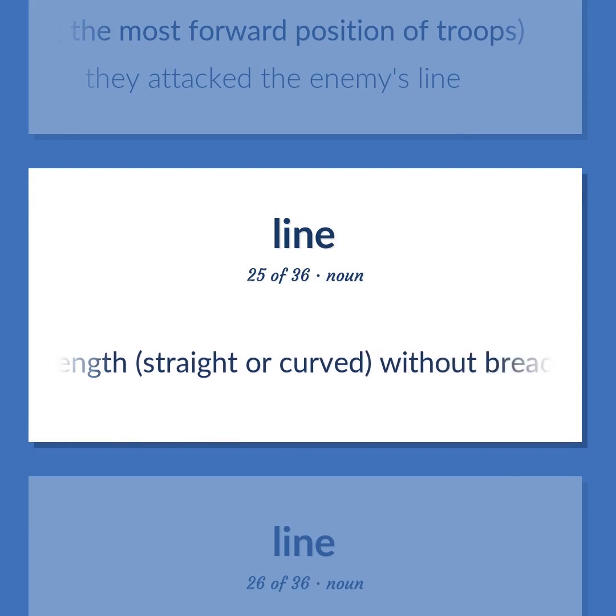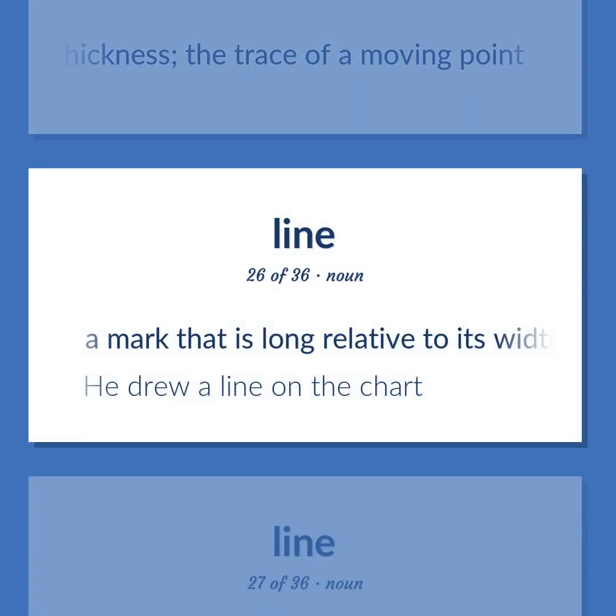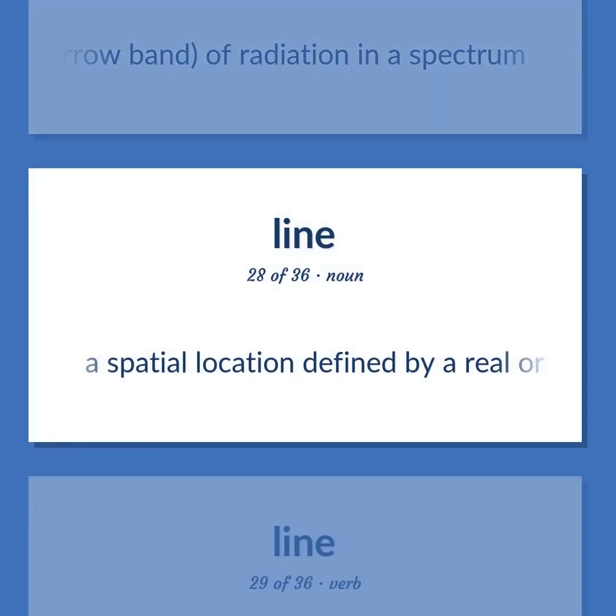A length, straight or curved, without breadth or thickness, the trace of a moving point. A mark that is long relative to its width. He drew a line on the chart. A single frequency, or very narrow band, of radiation in a spectrum. A spatial location defined by a real or imaginary unidimensional extent.